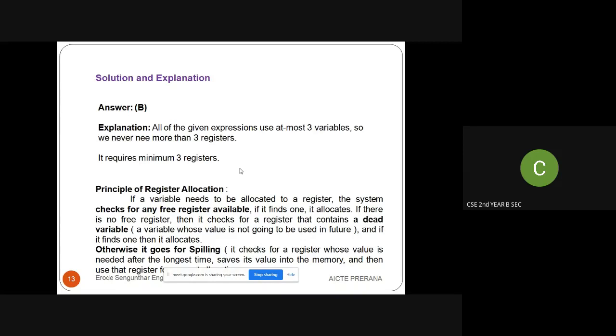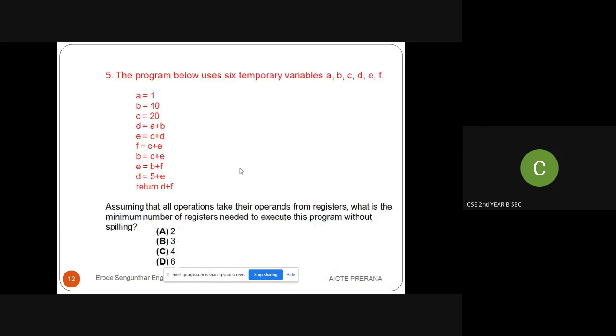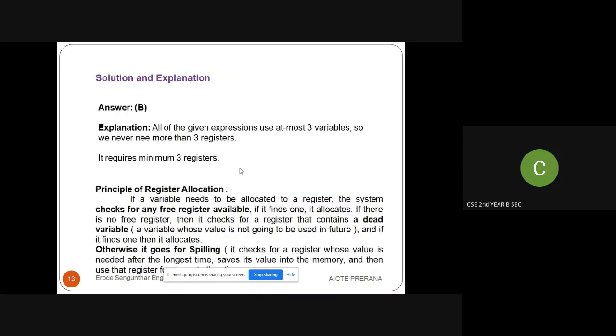For an extra add-on, I have given a general topic: the principle of register allocation. How can we allocate registers? Just understand. If you have understood the principle of register allocation, you can crack these kinds of questions. Whenever these questions are asked, if you are familiar with this principle, you will answer rightly. So here it goes.